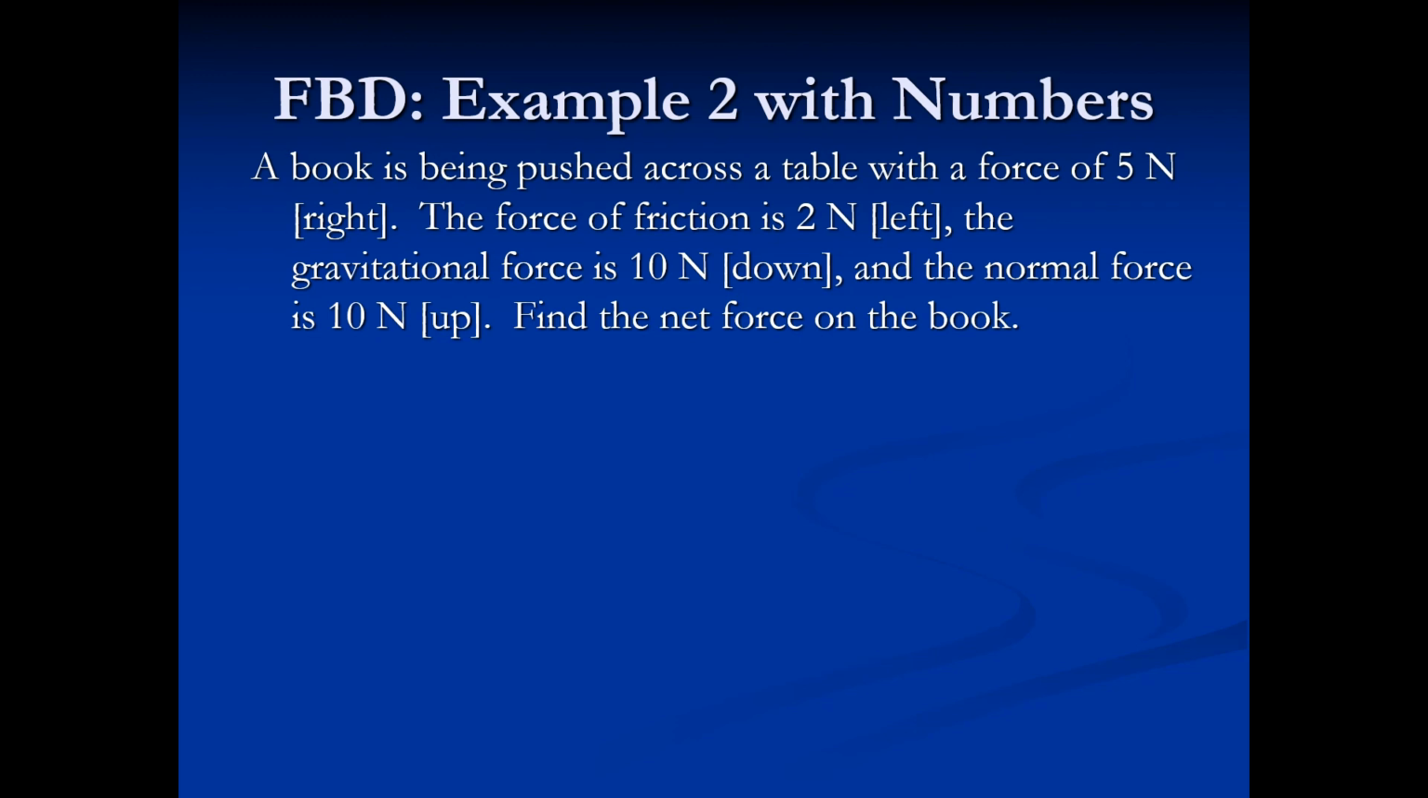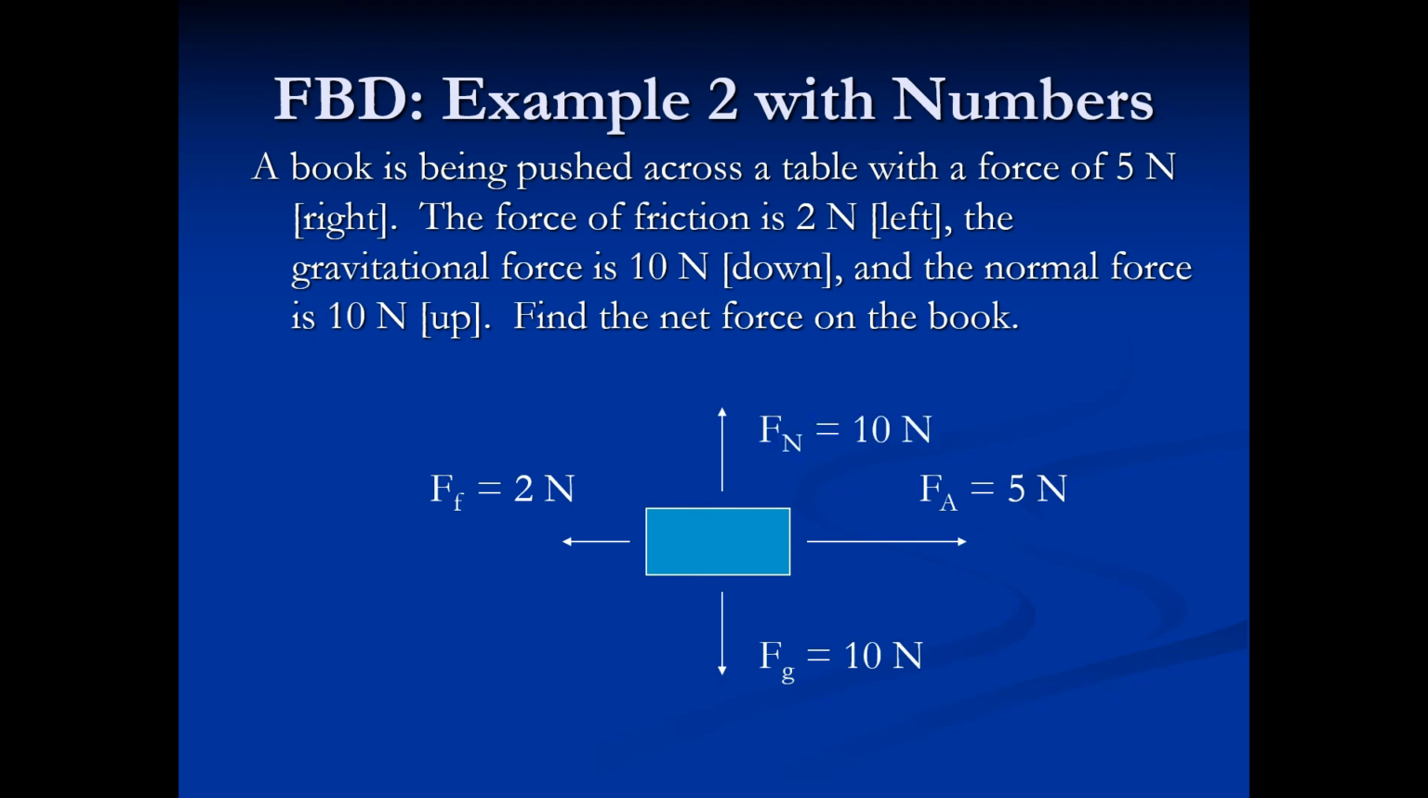So in this particular case, a book is being pushed across the table with a force of 5 newtons to the right. 2 newtons is the force of friction. And then I've got a weight of 10 newtons and a normal force being applied of 10 newtons. So it's the same free body diagram that we just had. All you're doing is adding numbers to it, right? And these numbers will show you direction and things like that that are really, really important.